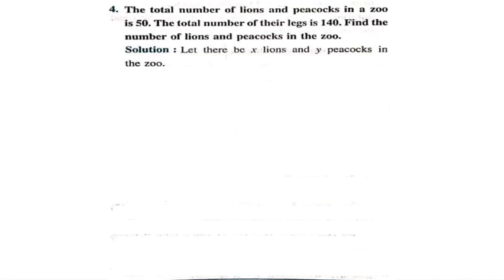Now, a lion has 4 legs, and a peacock has 2 legs. So we have to find the exact number of lions and peacocks in the zoo. Let's presume that to be x and y. Let there be x lions and y peacocks in the zoo. Solution. From the first condition, the total number of lions and peacocks together is 50. So x lions plus y peacocks will be 50, so it will be x plus y is equal to 50. Let's number this as equation number 1.